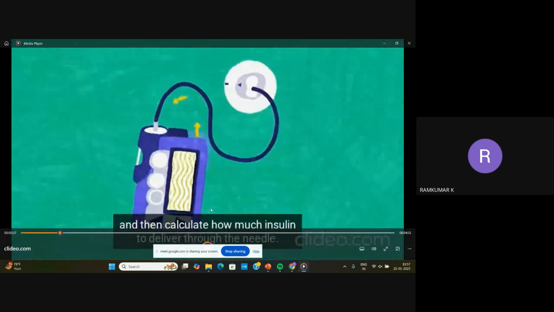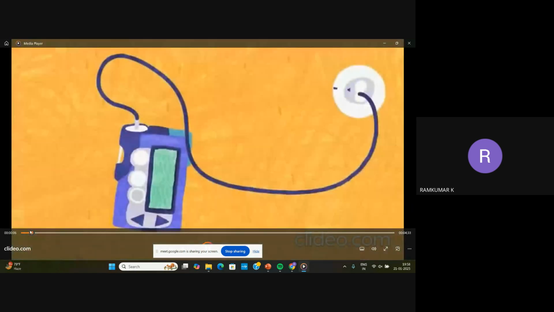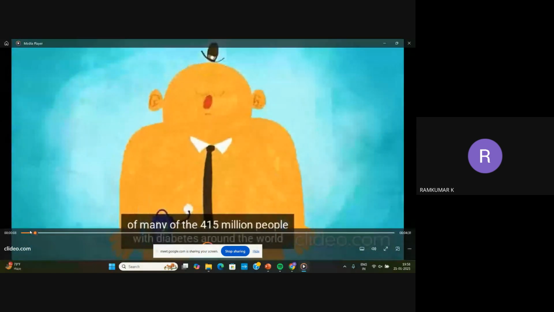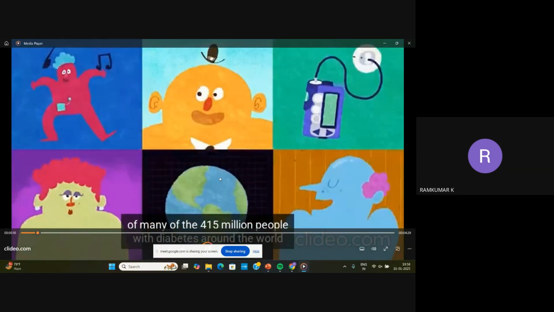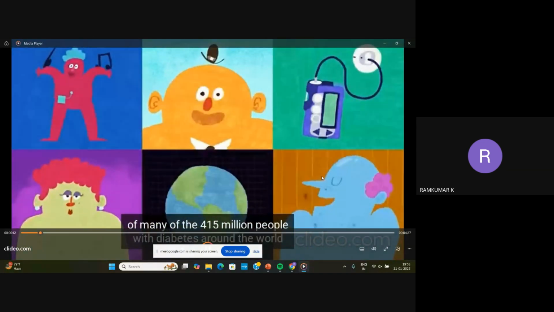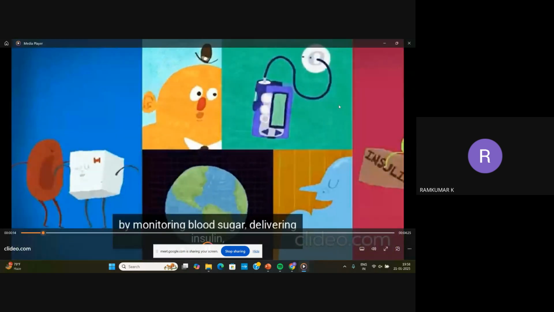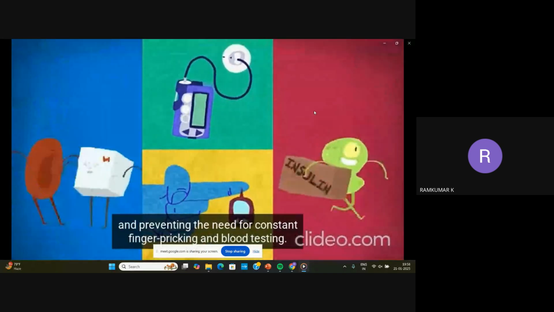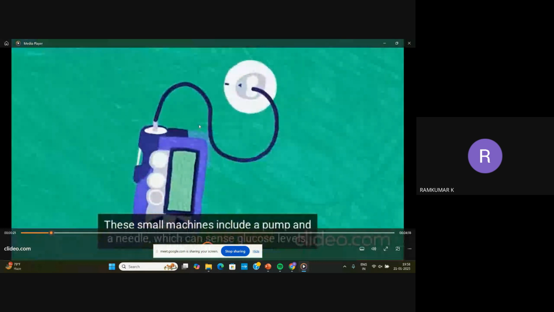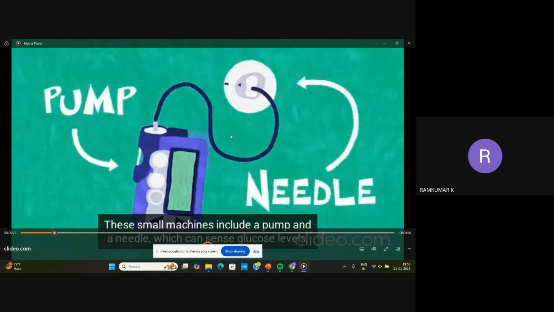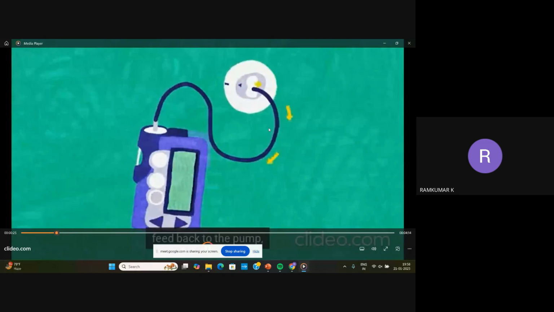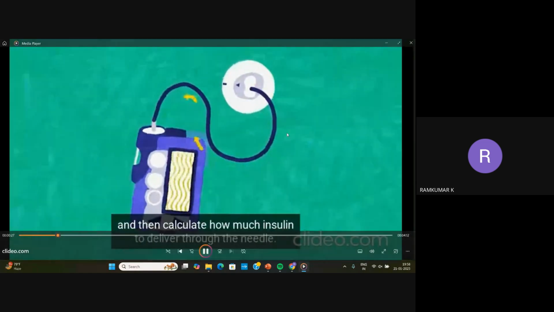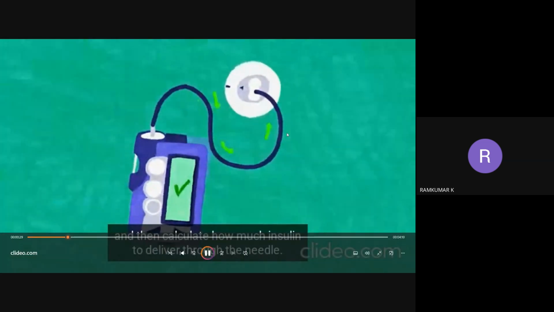So here you can see once again. In earlier days, they used insulin, using the pumps to monitor the blood sugar. Here you can see the delivering of the insulin using the pump and needle. The small machine is used to decide how much insulin to deliver through the needle.